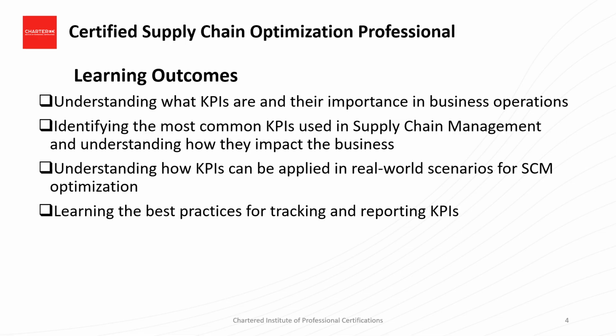Now, the learning outcomes from this lesson will be to understand what KPIs are and their importance in business operations, identifying the most common KPIs used in supply chain management and understanding how they impact the business, understanding how KPIs can be applied in real-world scenarios for supply chain management optimization, and learning the best practices for tracking and reporting key performance indicators.